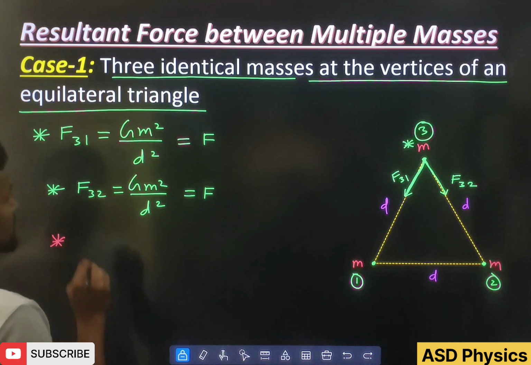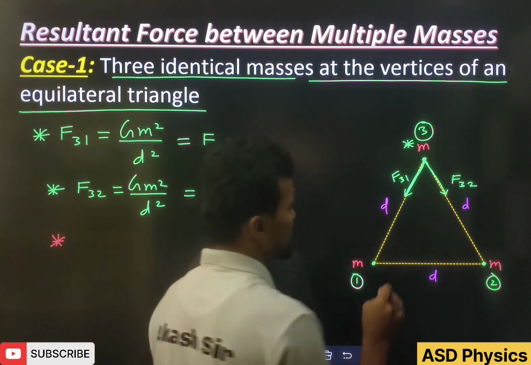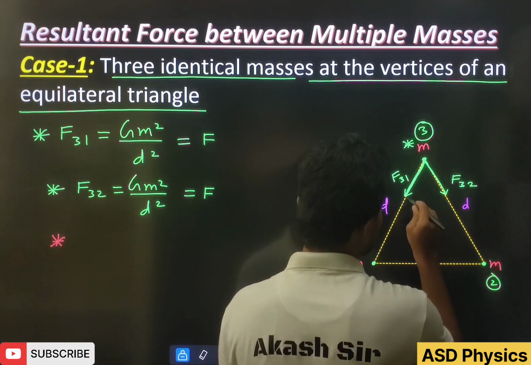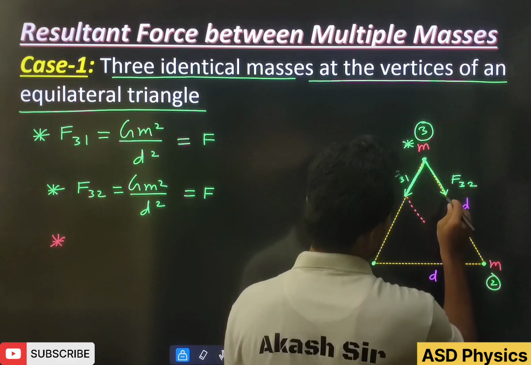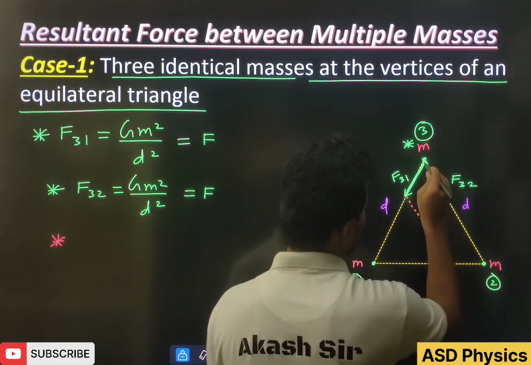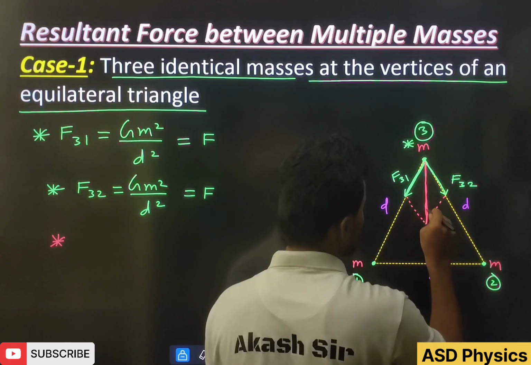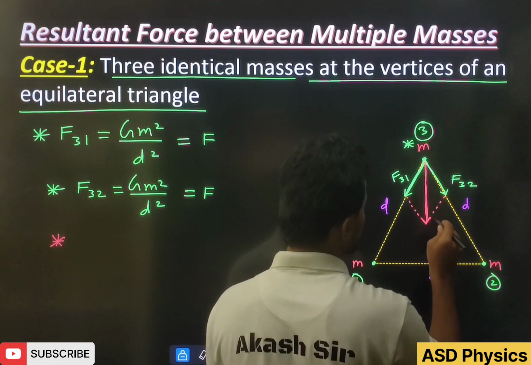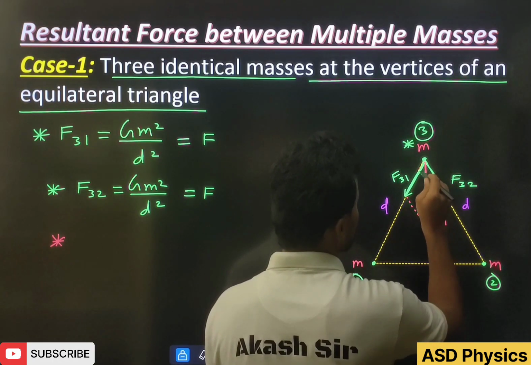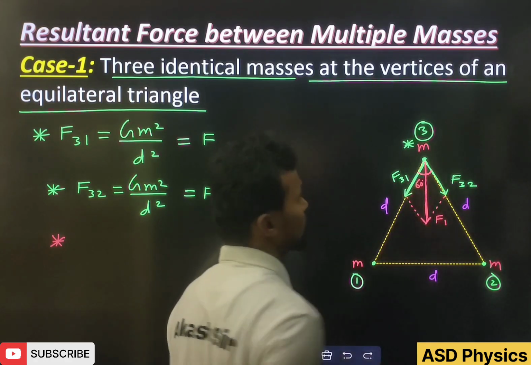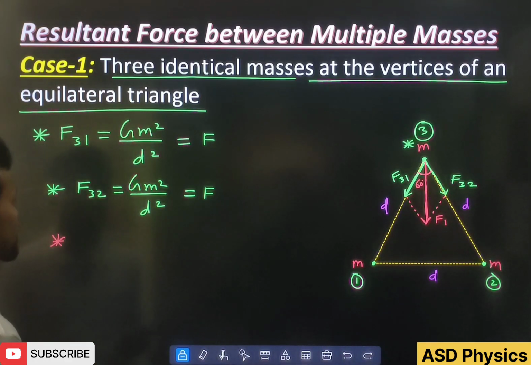Next, to get the resultant, what do I have to do? I have to draw a rough parallelogram. See here, I have drawn the parallelogram. In this direction, the resultant will be towards the centroid. Let's take, I am writing here F1. And how much is this angle? You know very well, in the case of an equilateral triangle, this angle will be 60 degrees.